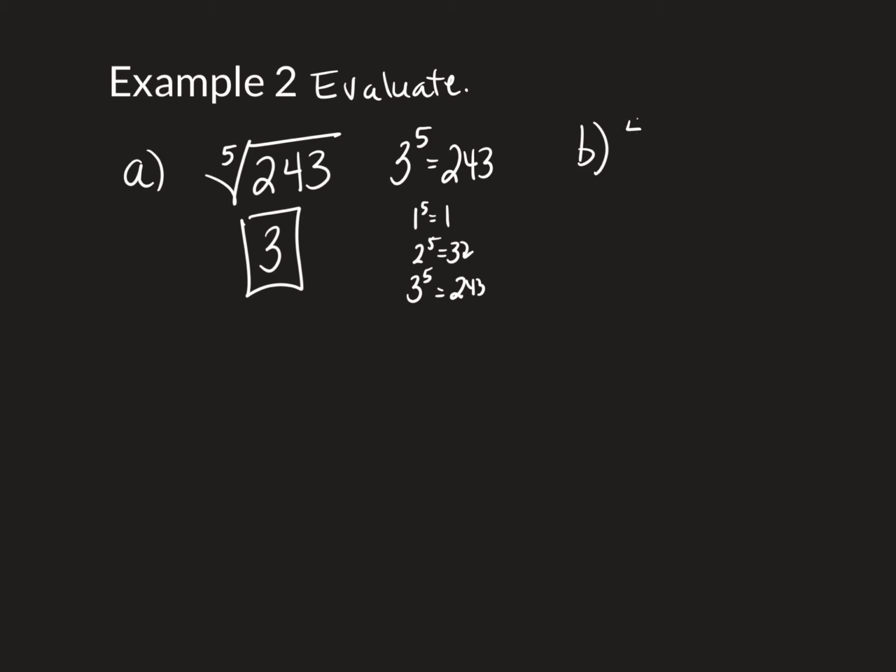Now we're going to do the fourth root of 625. So if you'll look at the list that has exponents of 4, I want to find the number 625 in the exponents of 4. And hopefully you see 5 to the fourth power is 625. So if 5 to the fourth power is 625, the fourth root of 625 is 5. That's my answer.